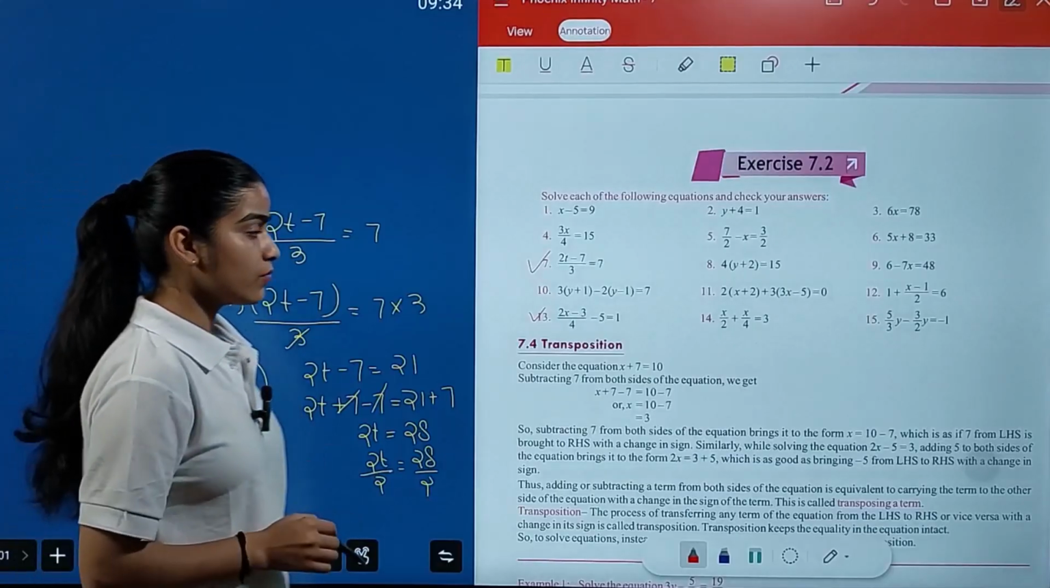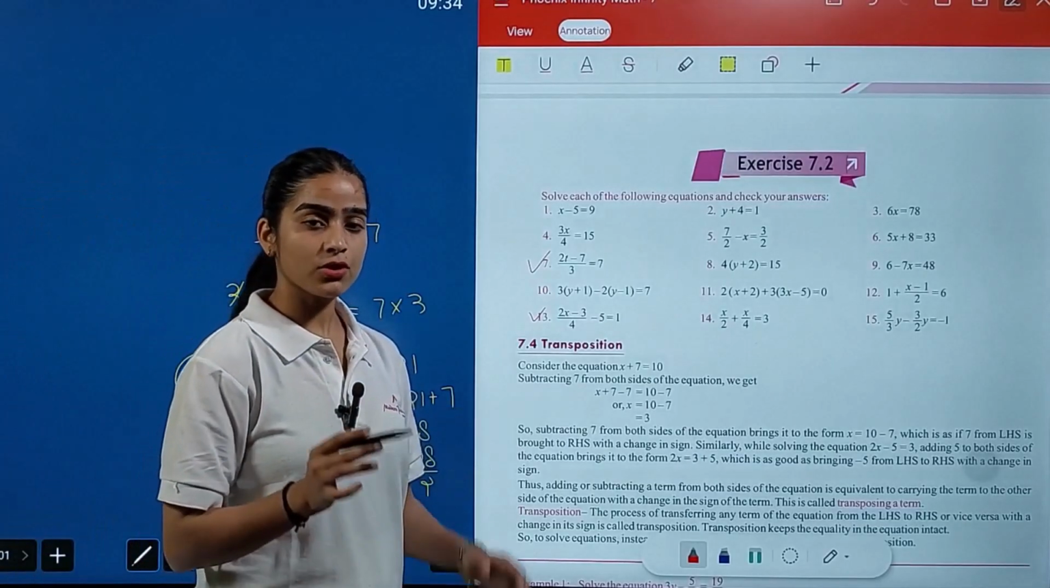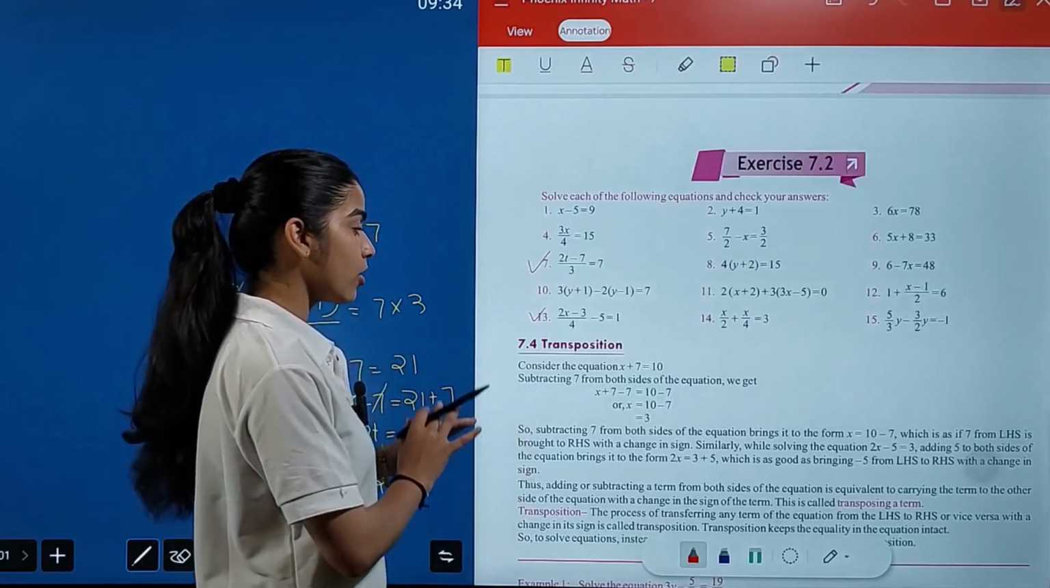In the same way, you have to find the answer for the rest of the parts you have. You just have to continue your calculation till you get your value.